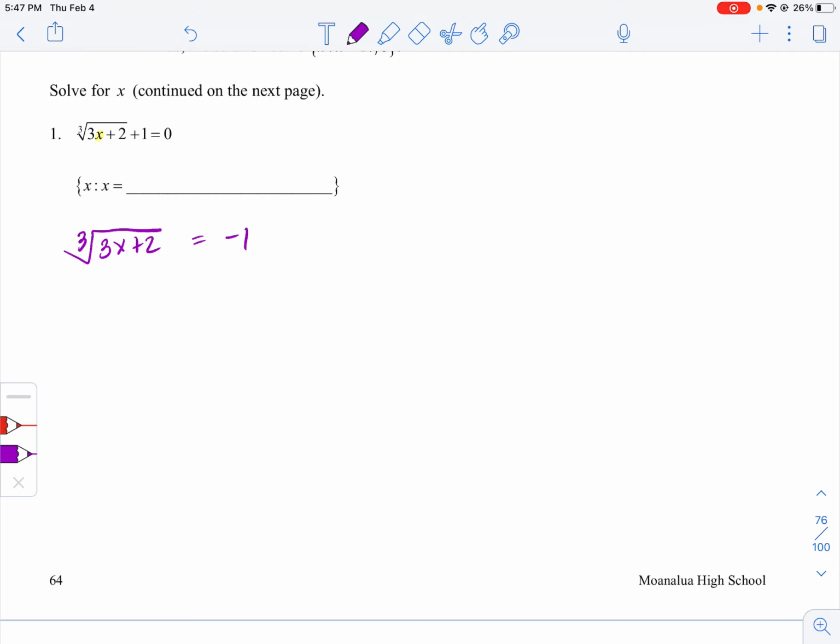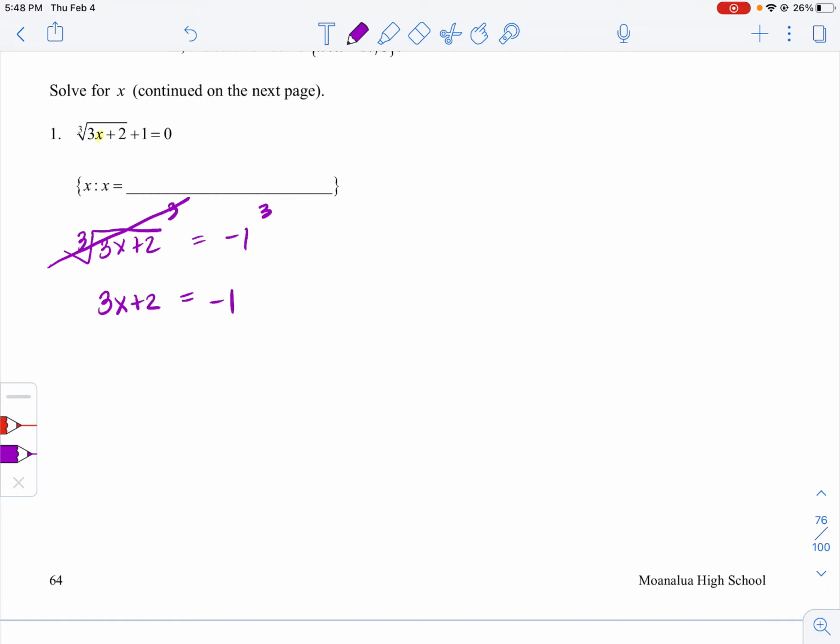And then you know how to get rid of the square root: we square both sides. But because this one is no longer a square root, it's a cube root, to get rid of it we cube both sides of the equation. That will eliminate my cube root. So I am left with 3x plus 2 equals negative 1 cubed. That's negative 1 times negative 1 times negative 1, and of course that is still a negative 1.